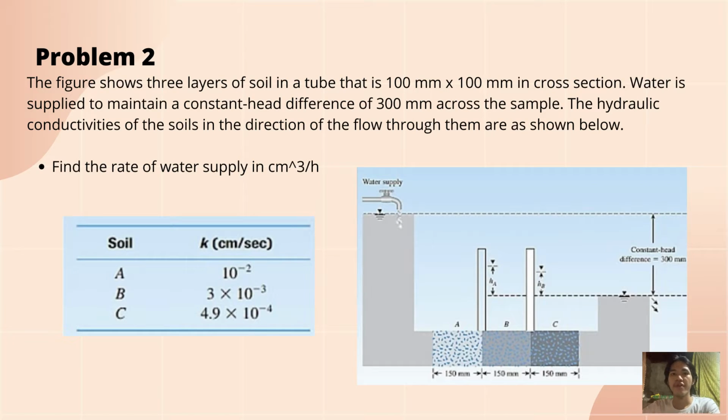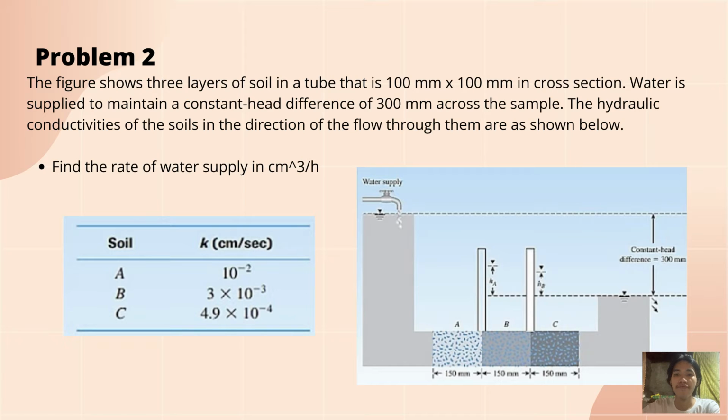Problem number 2. The figure shows 3 layers of soil in a tube that is 100 millimeter by 100 millimeter. That is its area in a cross section. Water is supplied to maintain a constant head difference of 300 mm across the sample. The hydraulic conductivities of these soils in the direction of the flow are as follows.